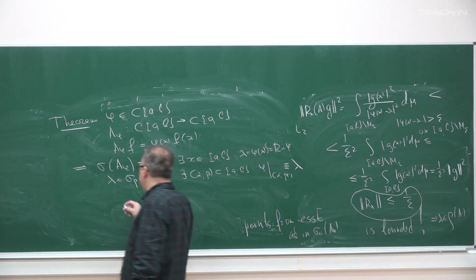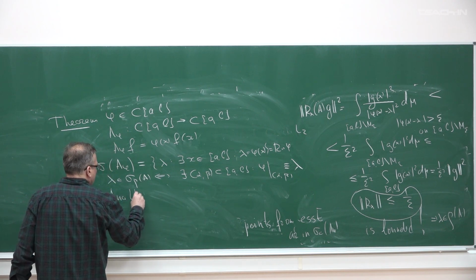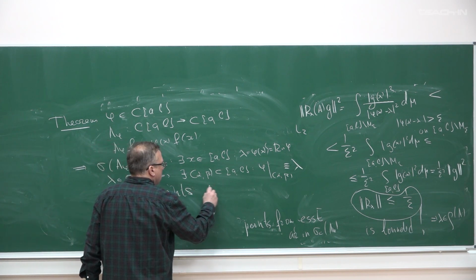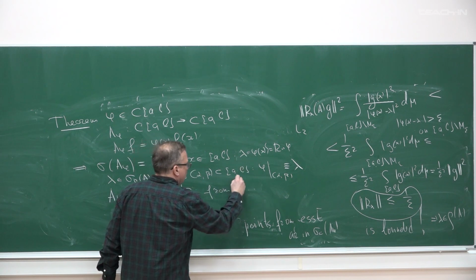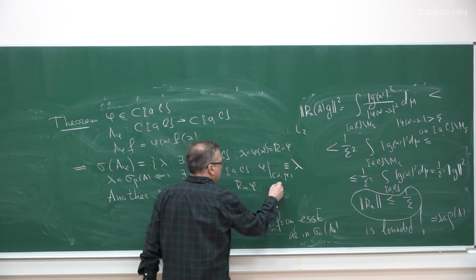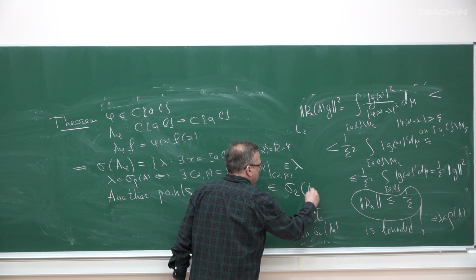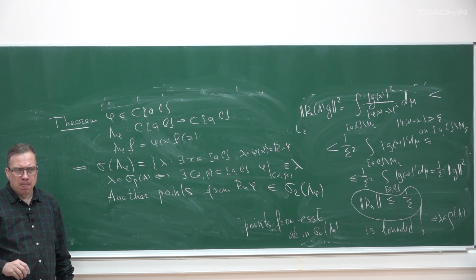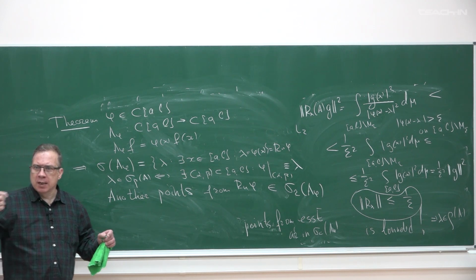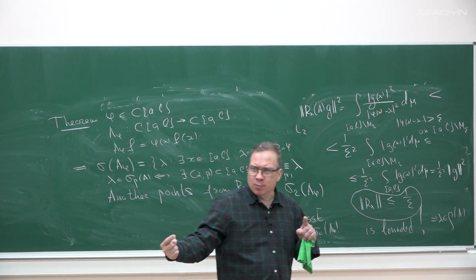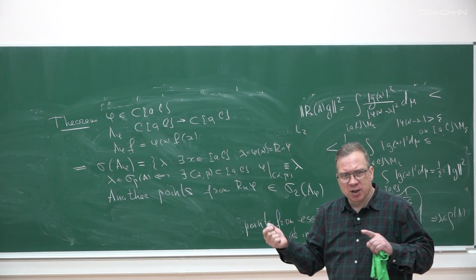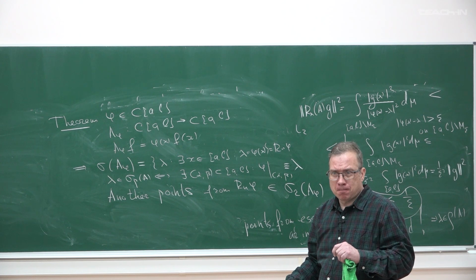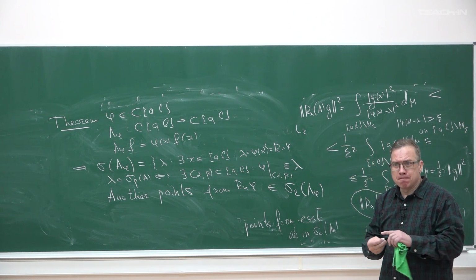Other points from the range of phi belong to residual spectrum. So multiplication in L2 is point spectrum or continuous spectrum. And multiplication of function in continuous functions is a point spectrum or residual spectrum. You see the difference, yeah?